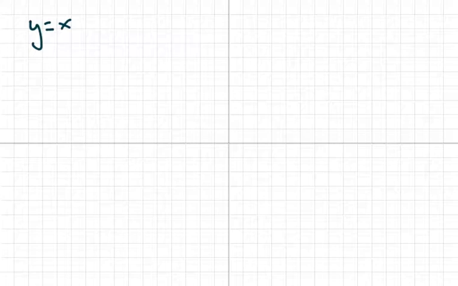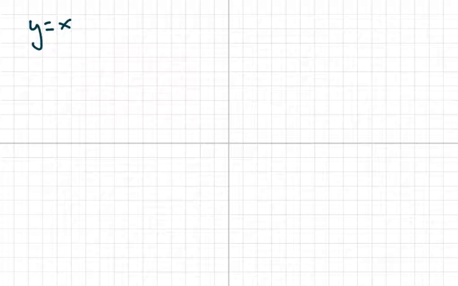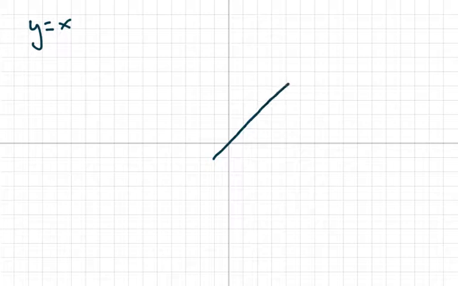Okay, algebraic reasoning. Today we're going to be talking about different types of parent functions. So the first thing is, what is a parent function? We have several different types of functions that exist. The one that you're probably most familiar with is the one I'm drawing right here, which is a line.